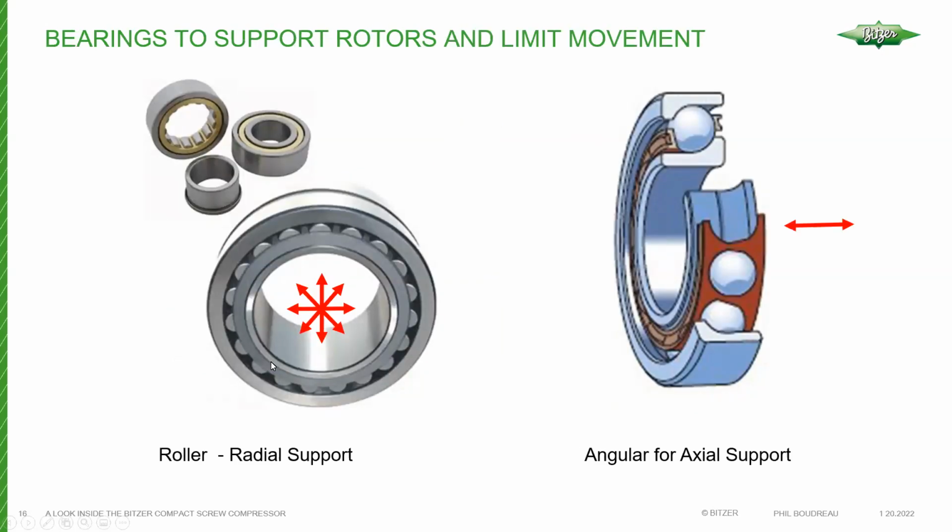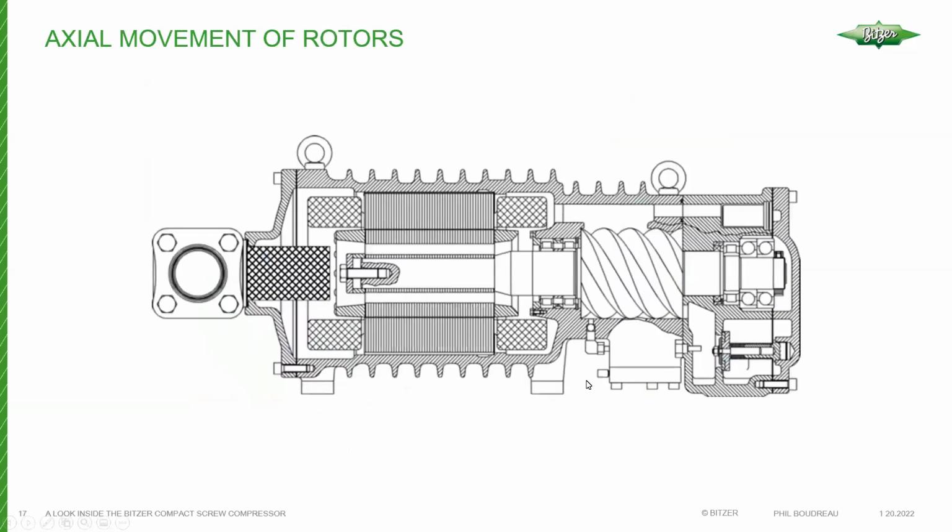So if you want to take a closer look at the two types of bearings used, these are the radial bearings to basically support, again, the rotors from the radial type movement, and the axial type bearings to prevent the axial movement, specifically in the direction towards the suction line, or the suction of the compressor.